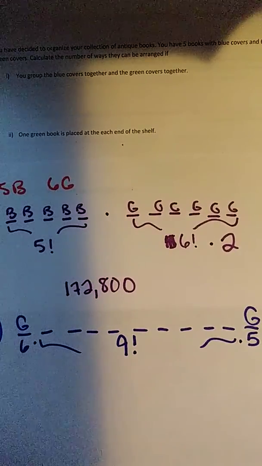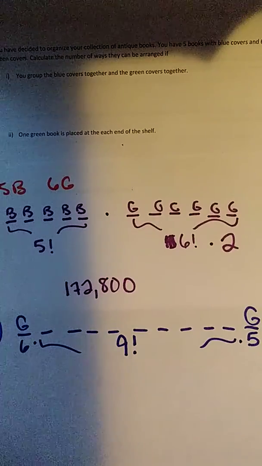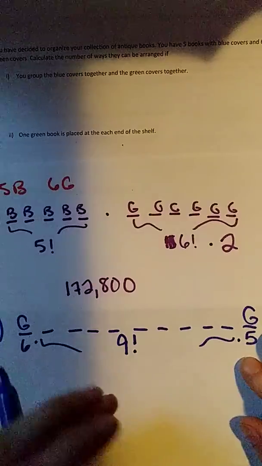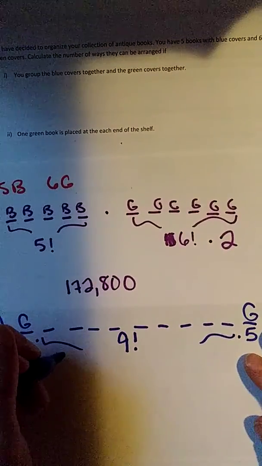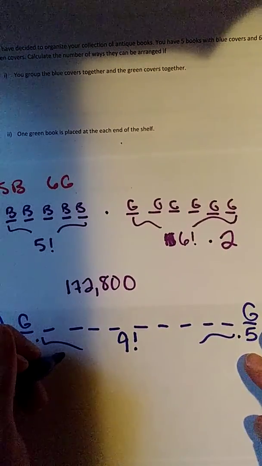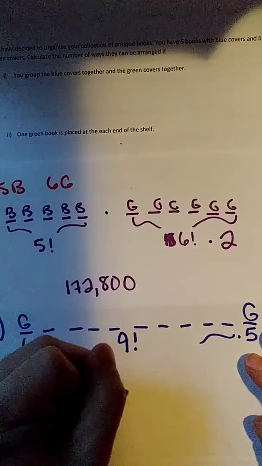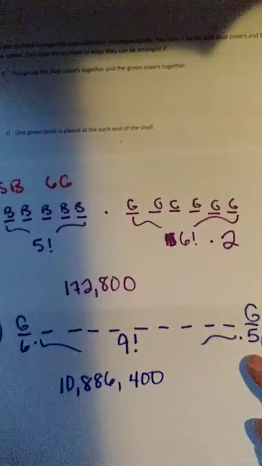So we're going to do 9 factorial in our calculator. We're going to multiply that by 6 and by 5. And our final number of options here is actually going to be a very big number, 10,886,400.